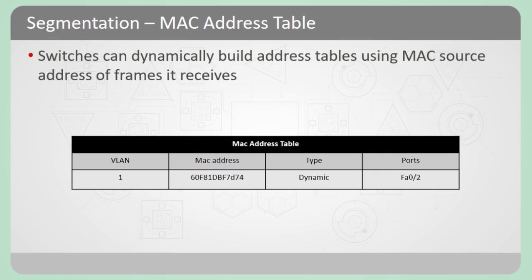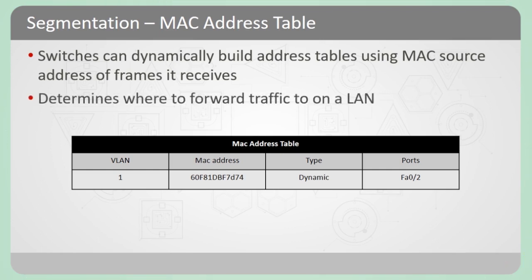Now, a MAC address table is a fundamental component of the switch. It allows it to dynamically build address tables using the MAC source address frames it receives from the system that is sending through that switch. So again, this is where switches are different from hubs. Hubs do not have this ability. So anything going in one physical port goes out every other physical port. Switches can use these tables to determine where to forward the appropriate traffic on any given LAN. So as every system communicates through the switch, it knows that system X is physically connected to port X, and that's its MAC address. So when anything comes in for that system, it knows it should send it out over that port. So it does not have to send it out over every port.